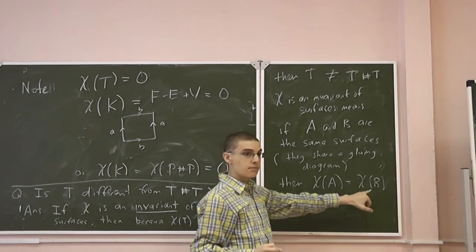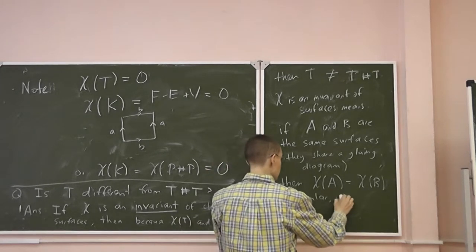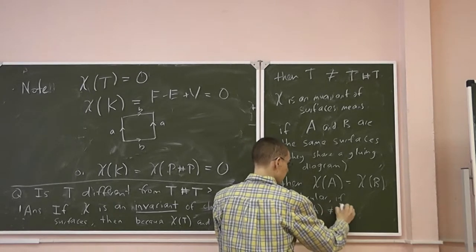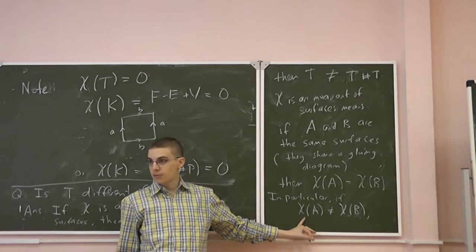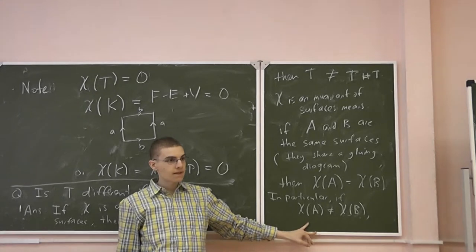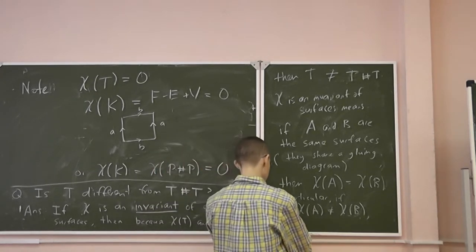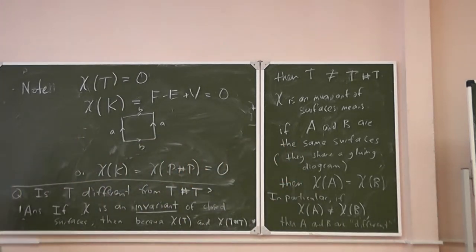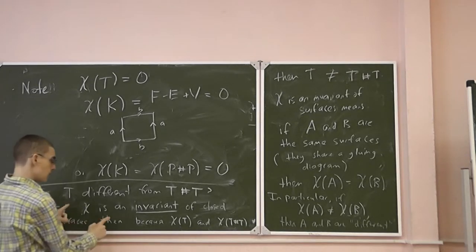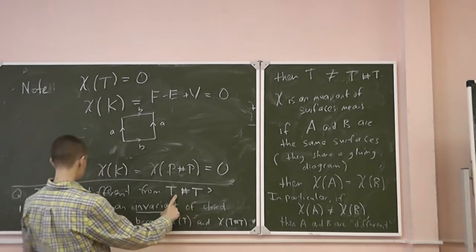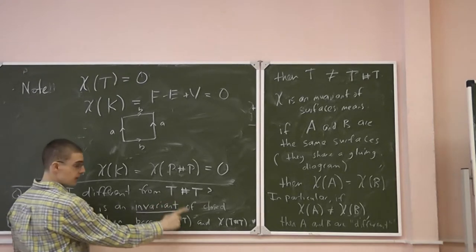Conversely, if you have two surfaces A and B, and the Euler characteristic of A is not equal to the Euler characteristic of B, then what do we know about A and B? They can't be the same, so A and B are not homeomorphic. So Euler characteristic is an example of a topological invariant. We can use it to differentiate these two things. If they have different Euler characteristics, then they must be different.